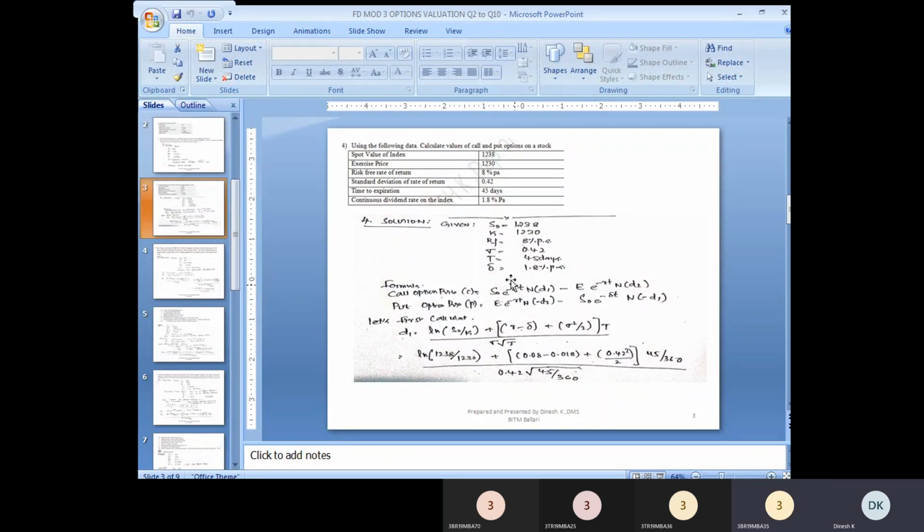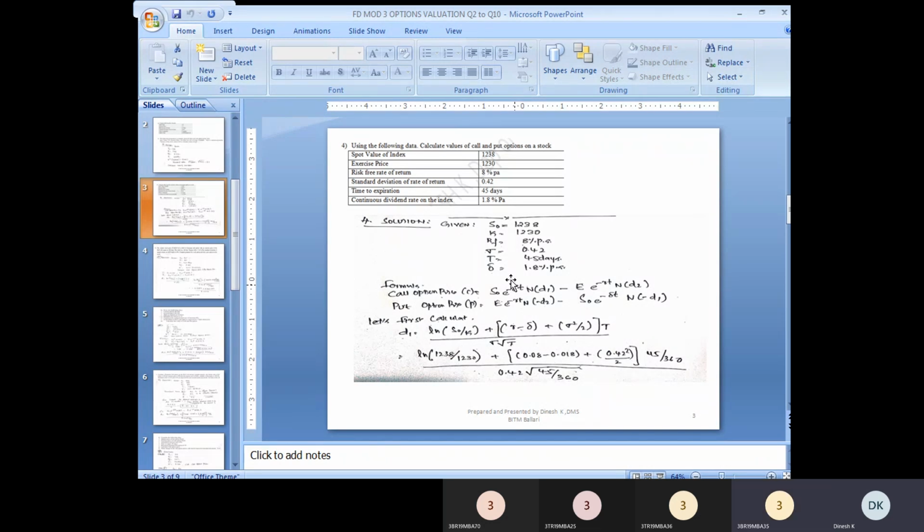Sir, in the put formula, both sides we should take N(-d2)... No, no. One is N(-d2), another is N(-d1). Right? I'll just show you the substitution. So the exercise price E is 1230.